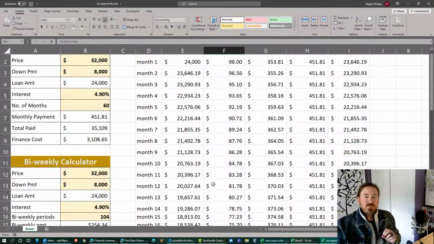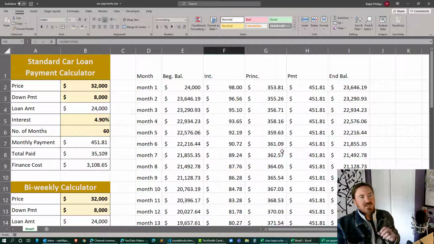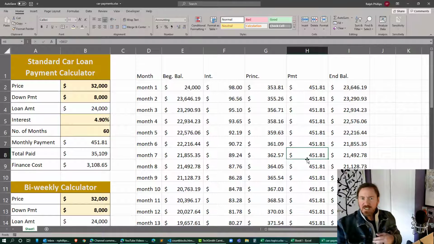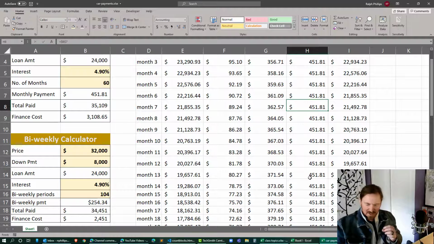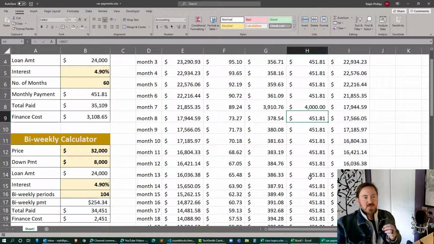Now what we can do is play around with extra payments. So let's go to a particular month. Let's say in month 7, we get a big tax refund, we get some money coming in, and say, you know, we're going to make a big chunky payment towards our car loan. So instead of $451 on a particular month, I'm going to pay $4,000 on a particular month.